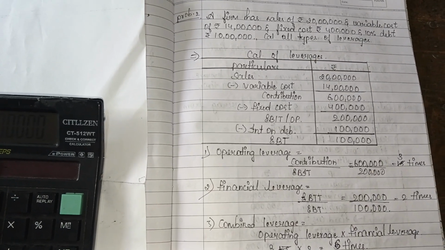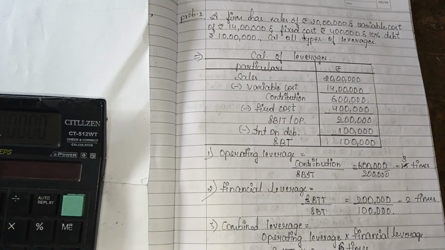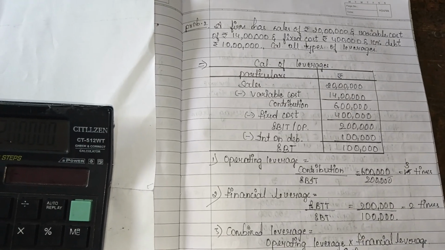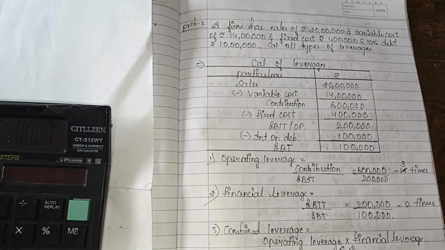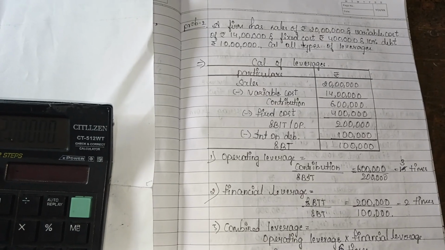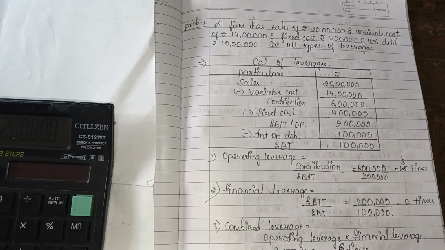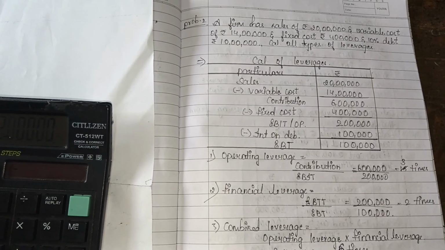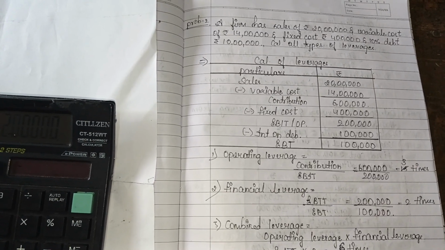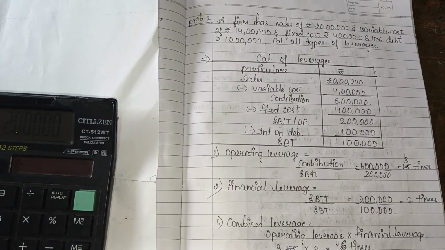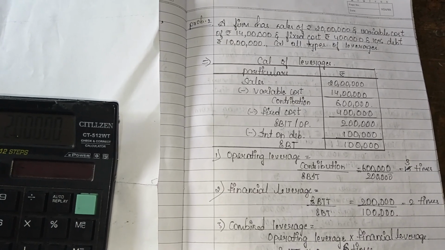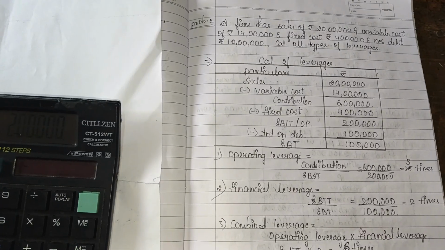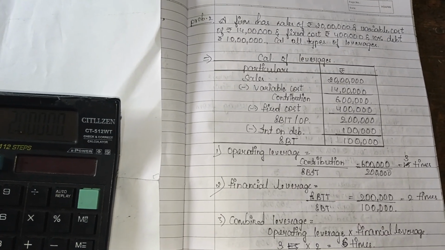Now I have taken 4 marks problem. The question is: a firm has sales of rupees 20 lakh and variable cost of rupees 14 lakh and fixed cost rupees 4 lakh and 10% debentures rupees 10 lakh. Calculate all types of leverages. The solution is calculation of leverages, particulars and rupees.